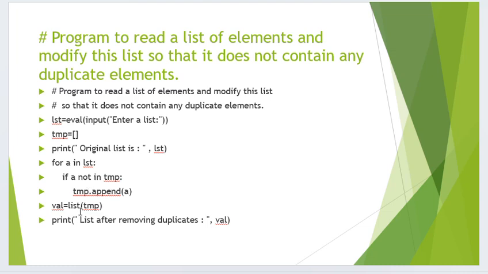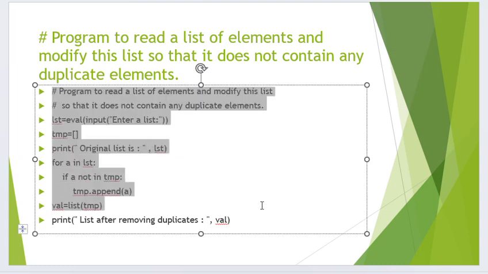After the end of the loop, what we have done, we have converted this list using the list function, and we have assigned it to the variable val, and then we have printed using the print command list after removing duplicate and val. Let me try this in script mode so that it will be clear to you after execution.